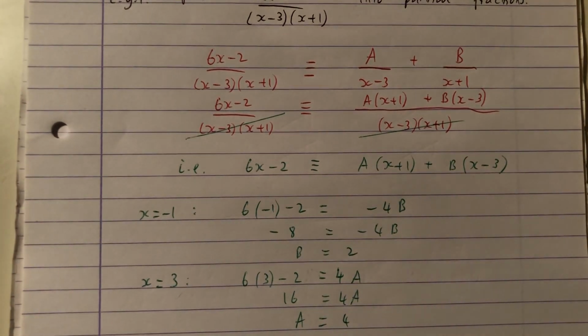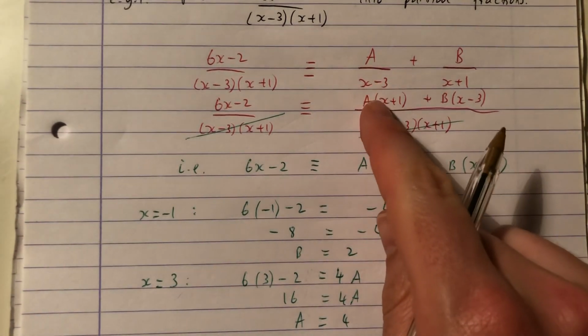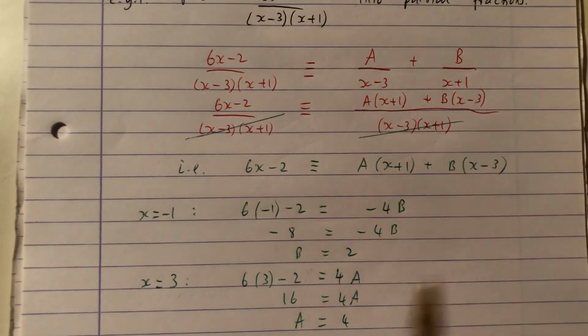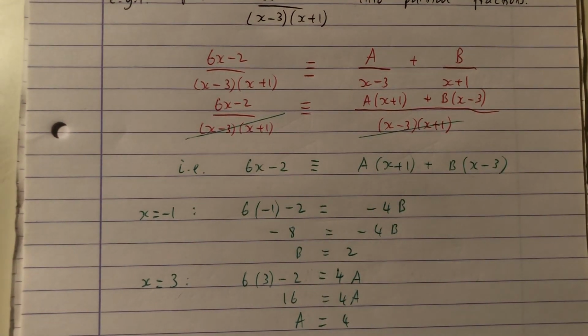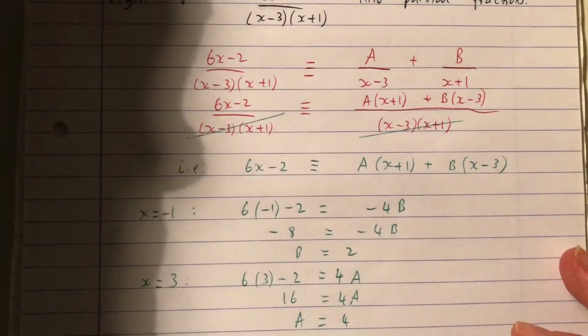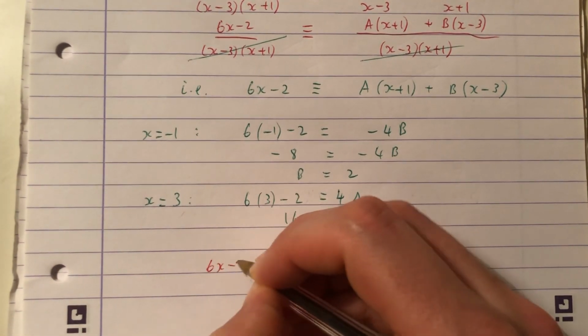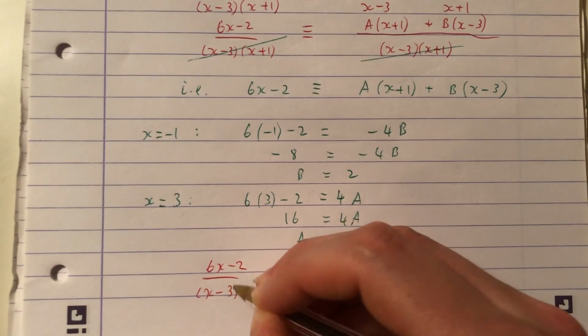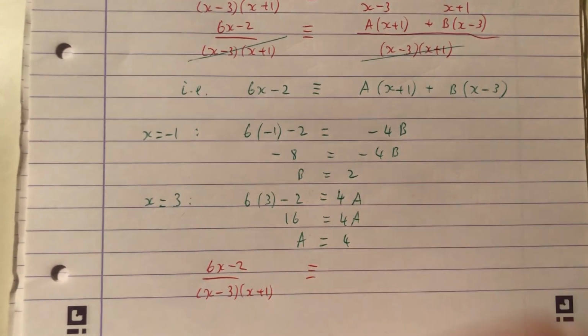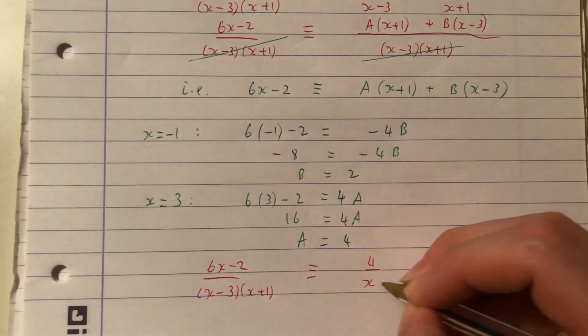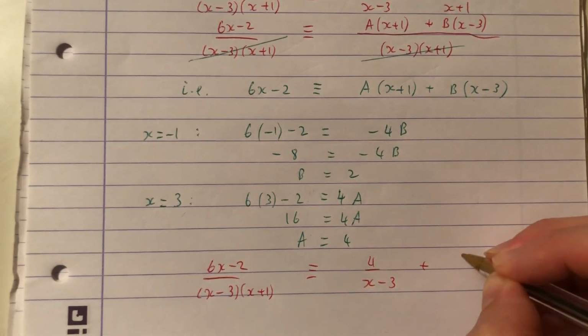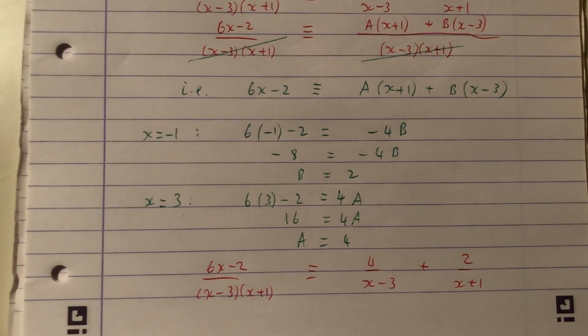Now I predicted that the answer would be A over x minus 3 plus B over x plus 1 for some values of A and B. And now I've worked out the values of A and B, and I've successfully reversed the simplifying into partial fractions. So that first line, (6x minus 2) over (x minus 3)(x plus 1), comes from the partial fractions 4 over x minus 3 plus 2 over x plus 1, and that would be your final answer.